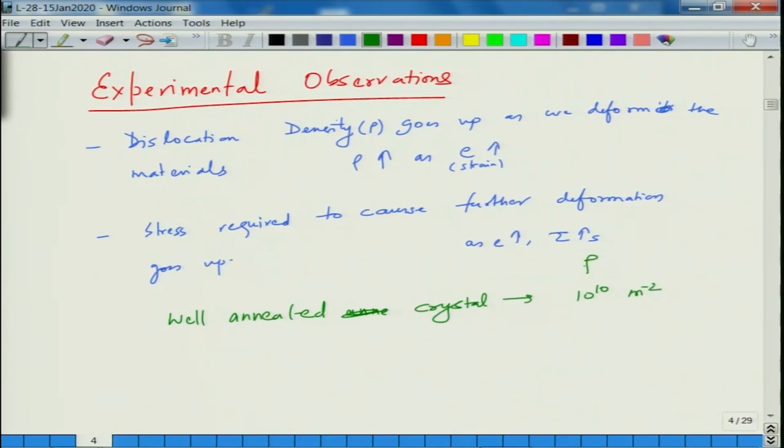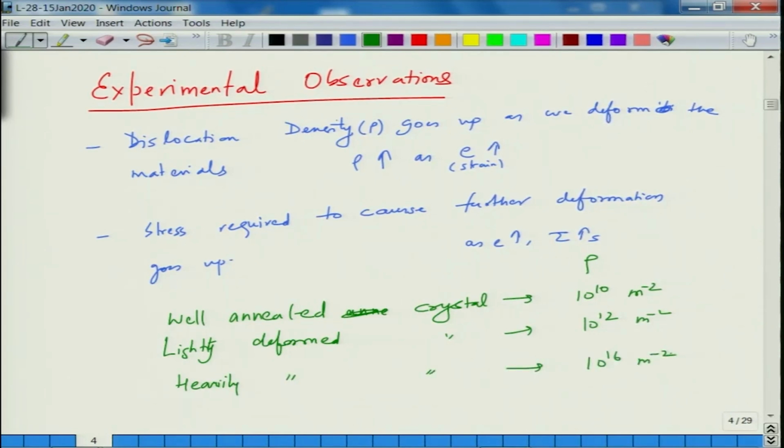So rho, the units are per meter square, and if you have a lightly deformed crystal, this showed a dislocation density of 10 to the power 12 per meter square, and if you take a heavily deformed crystal, it shows a dislocation density of 10 to the power 16 per meter square.